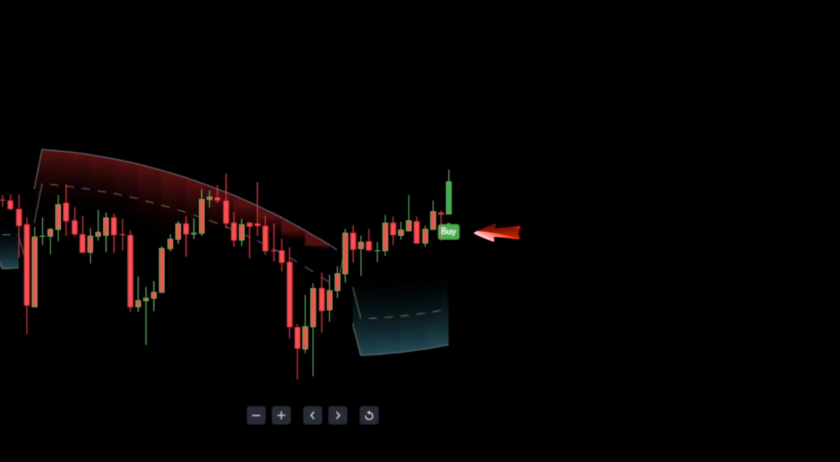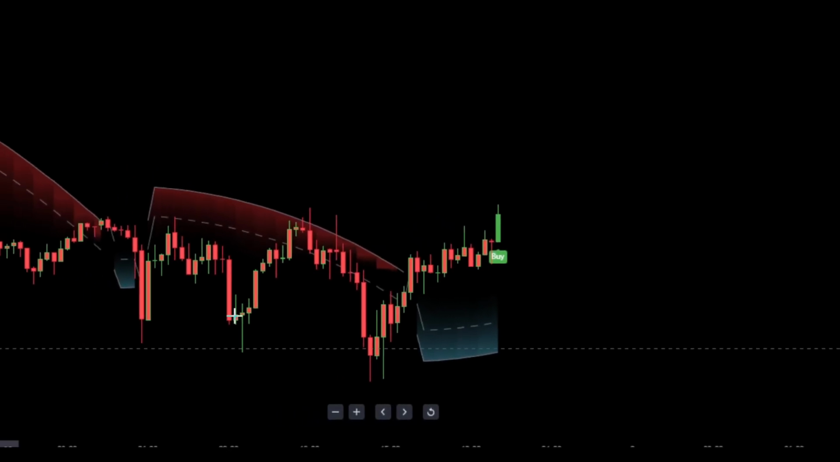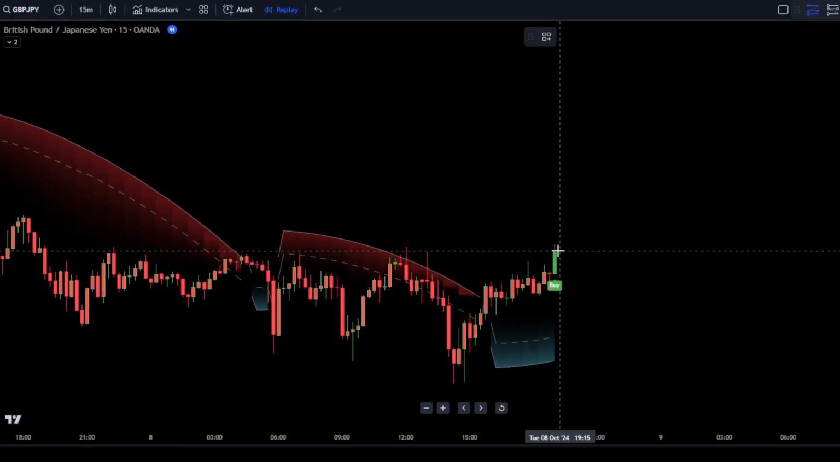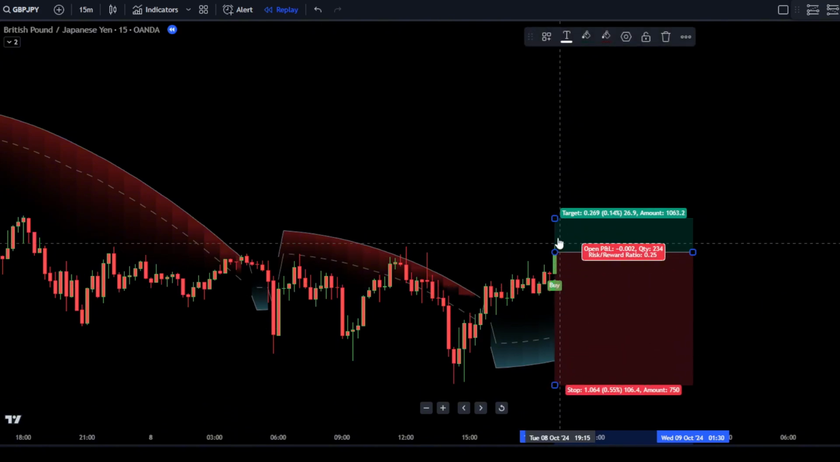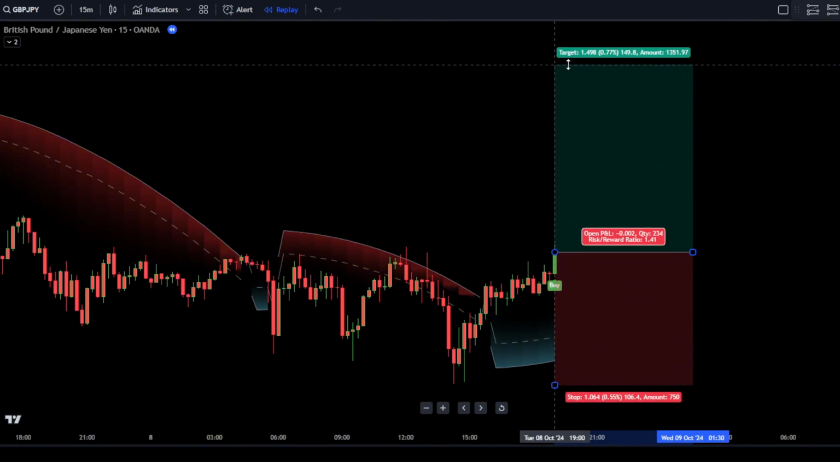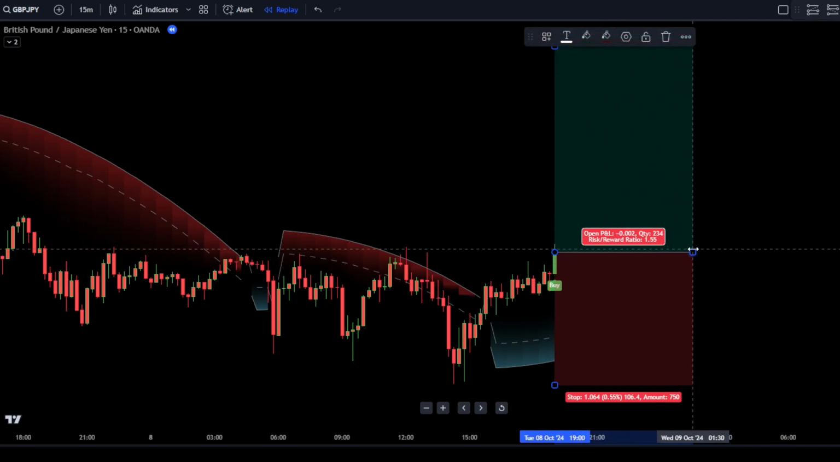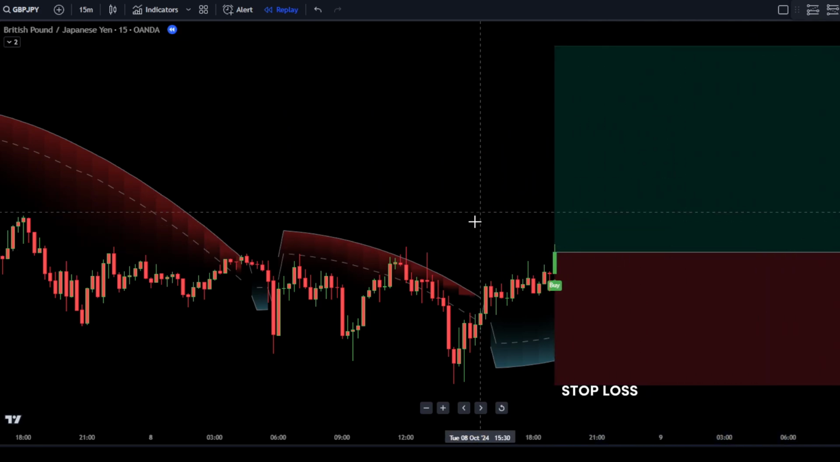Wait for the buy signal from the UT Bot Alerts indicator to appear. Confirm that the candlestick formed is a bullish candlestick. If all conditions are met, you can place a buy order after the bullish candlestick has closed. Place the stop loss at the last swing low. Use a take profit target with a risk-reward ratio of 1 to 1.5.